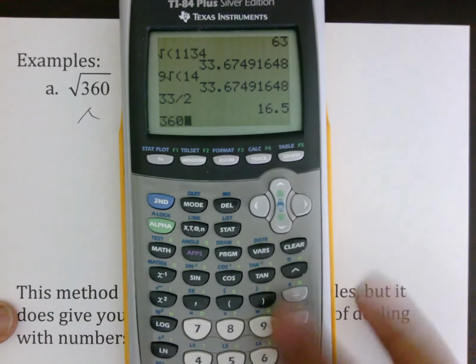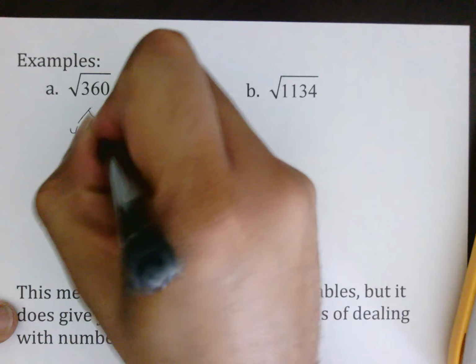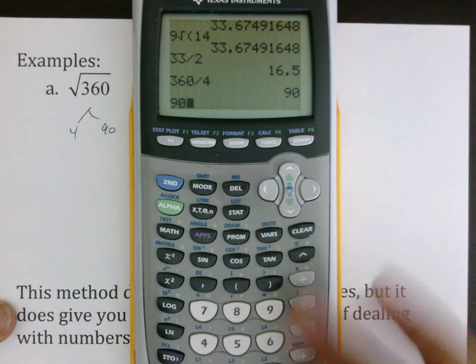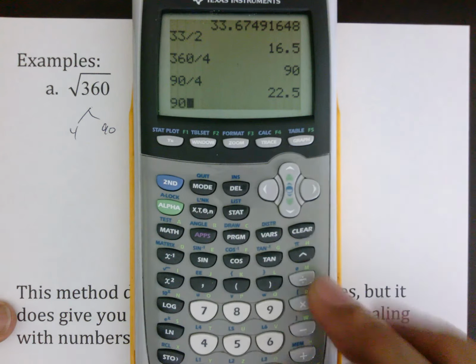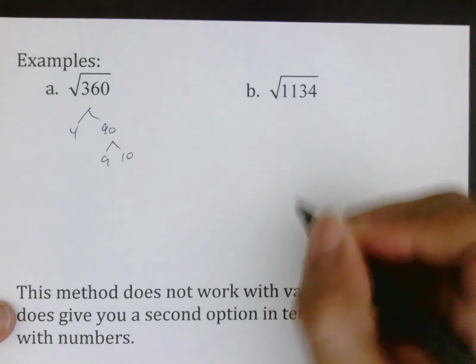understand. So again, I'm going to look at 360, and the first thing I'm going to do using this method is divide by 4 and recognize it's 4 times 90. And then I'm going to go 90 divided by 4, which I don't think does. So 4's are all gone. Now I try 9, because remember it's 4, 9. So 90 divided by 9 is 10, so that is 9 times 10.